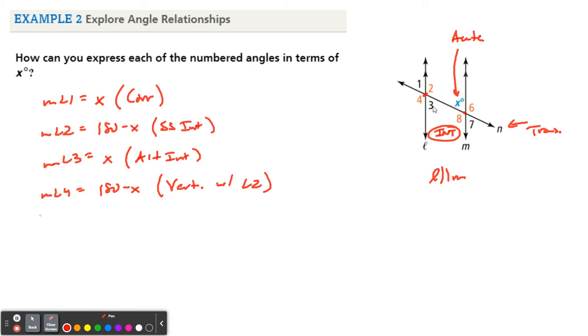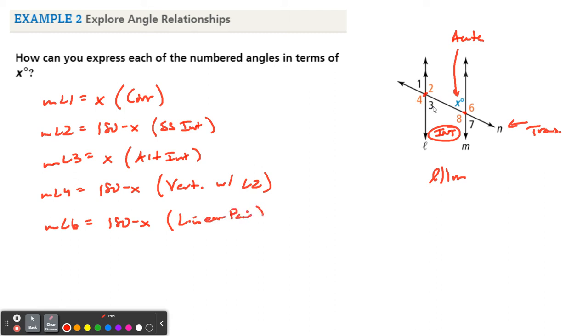Angle 5 is not up there, so let's go to angle 6. Angle 6 is right here. It's right next door to x, so they're actually going to be a linear pair, which means they're going to be supplementary. And x is acute, so angle 6 is going to be 180 minus x. And again, they form a linear pair.